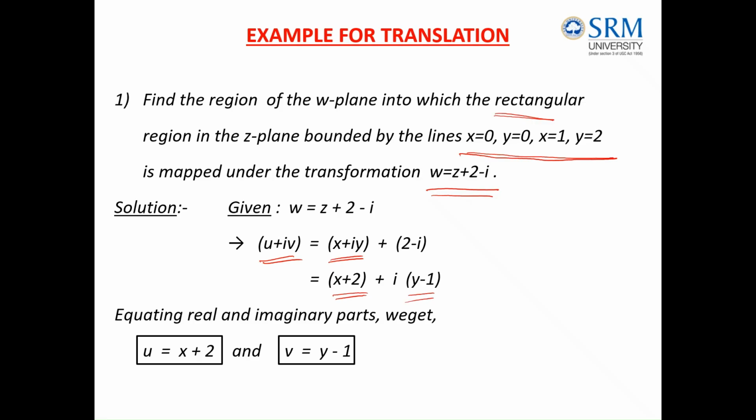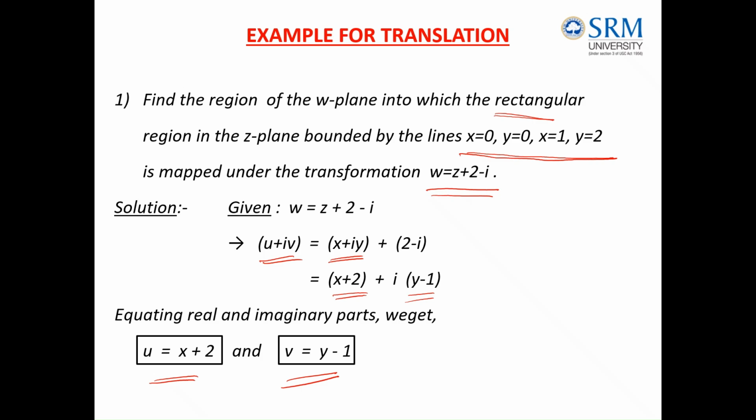So you will get the real part u equal to x plus 2 and the imaginary part v equal to y minus 1. Then after getting this, we need to substitute the edges of the rectangular region in this equation, and we need to find what is u and v.